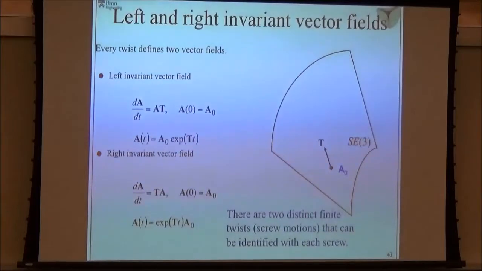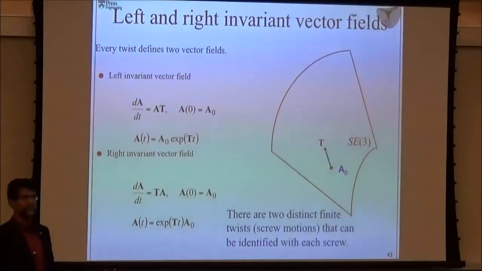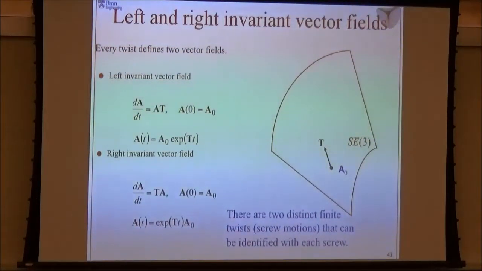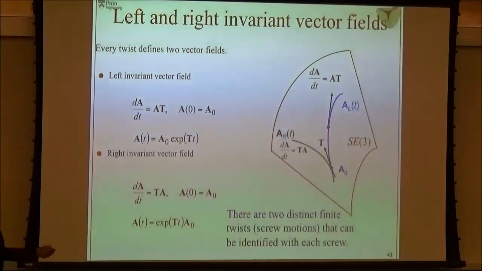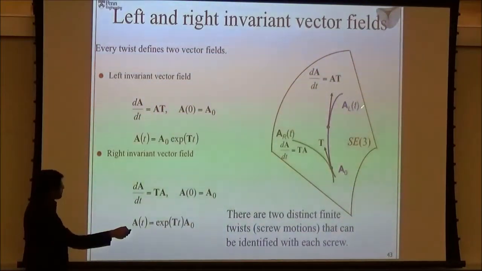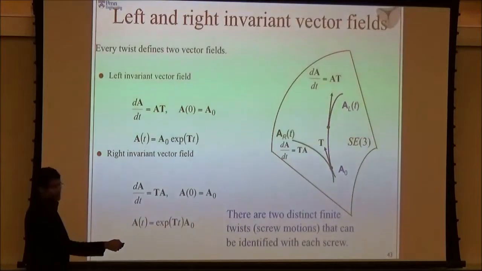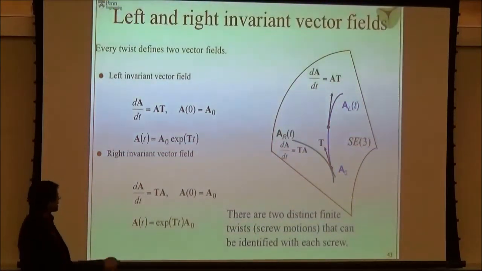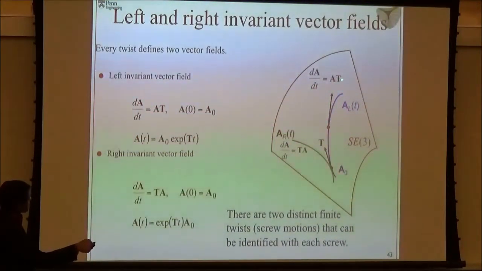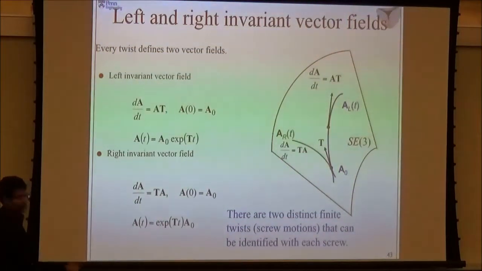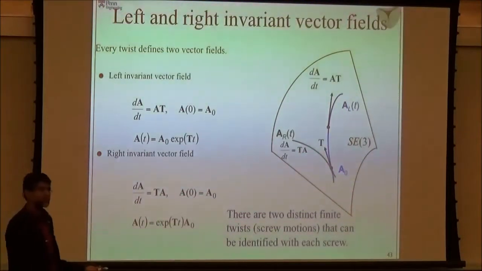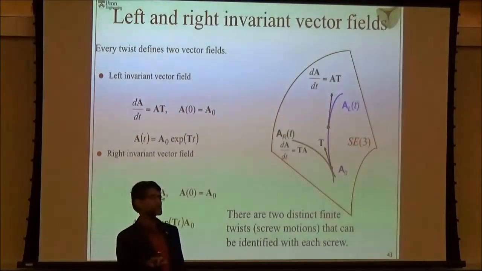So for the same twist, there are two ways of generating derivatives, dA/dt. If you do the integration and generate the vector fields, and then the integral curves, you get two different curves. I've called these A sub L of t and A sub R of t. One corresponds to post-multiplication by the twist, the other to pre-multiplication. They're two different curves, even though the twist in question is the same.